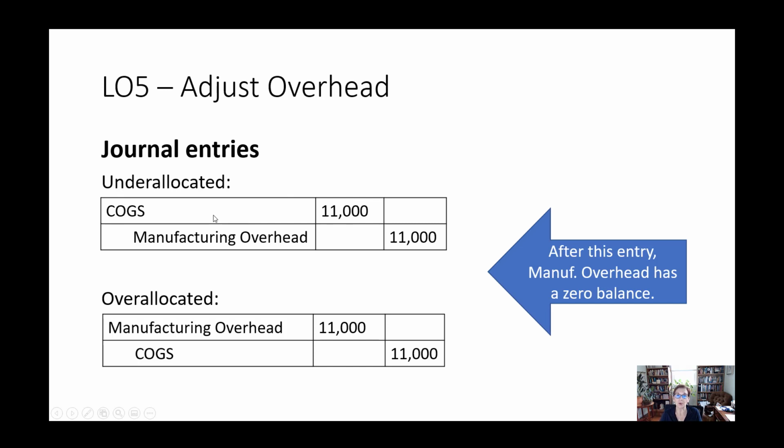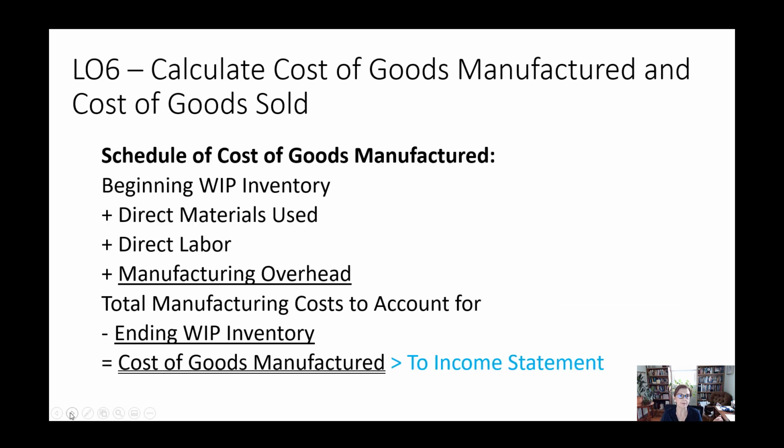Remember, we under allocated, we didn't put enough into our cost of goods sold, so now we have to increase our cost of goods sold. Here is the opposite. Our manufacturing overhead had a credit balance, so we're going to debit it to close it, and we credit cost of goods sold because we put too much into our cost of goods sold, and now we're going to reduce it. Remember, cost of goods sold is an expense and it has a debit balance.